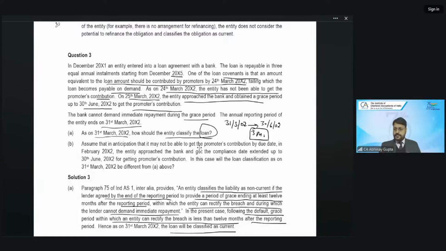Clear? Okay, sir. Here, in the first two lines of the question, in December 2001, an entity entered into a loan agreement with a bank. The loan is repayable in three equal annual installments starting from December 2005.